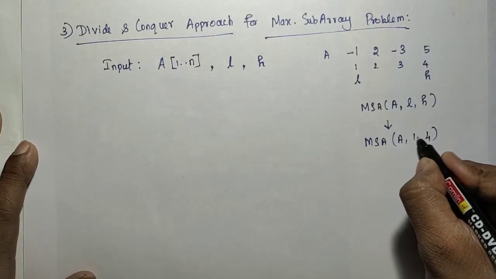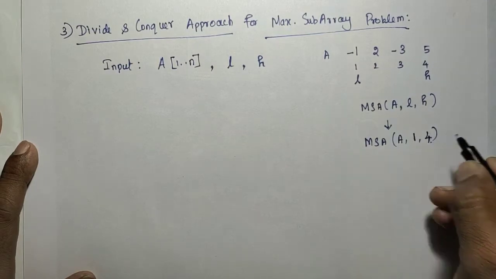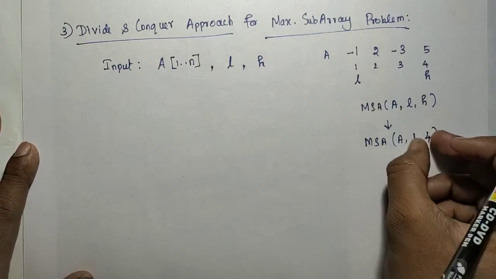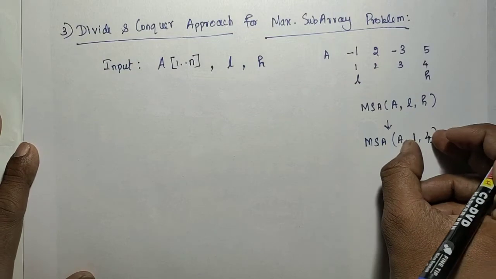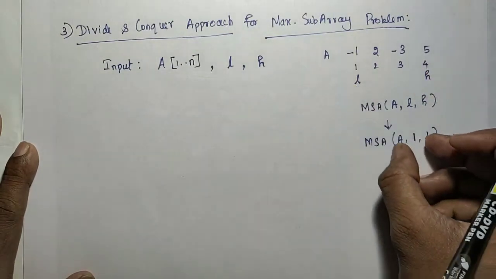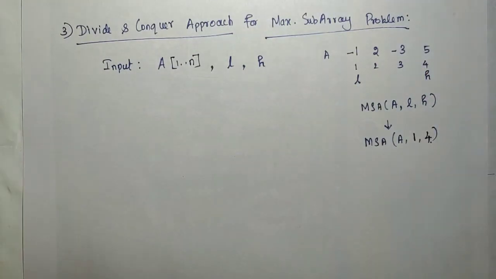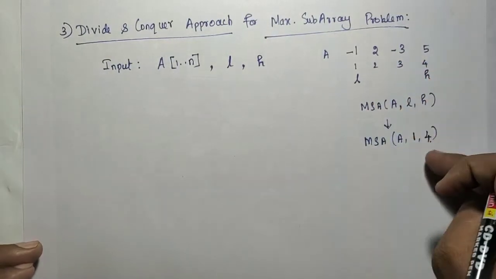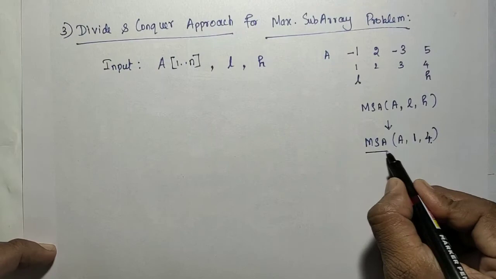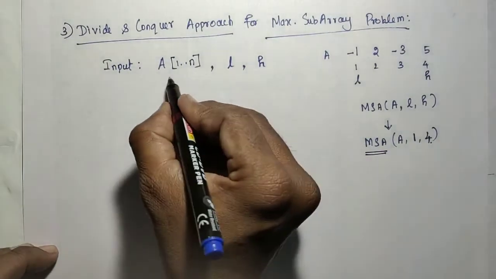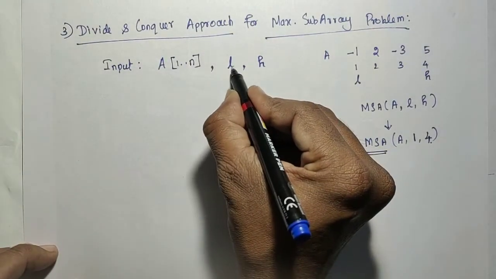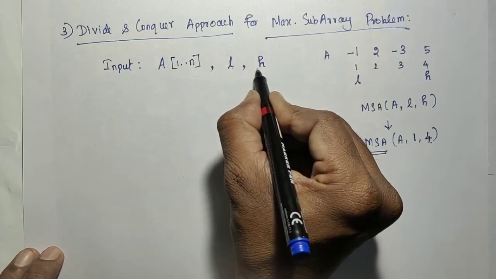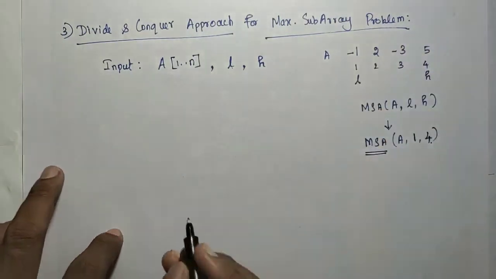So from that array, in the range 1 to 4, you find the maximum subarray. We can vary this range. It is not only for the entire array, we can apply this for any range. For 3 to 4, what is the maximum subarray, and for 2 to 4, what is the maximum subarray, we can find it. So the input is an array, a starting index and an end index. Within that range it is going to find the maximum subarray.